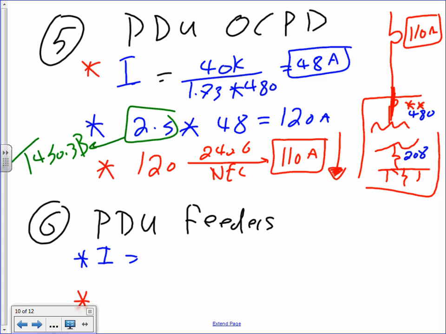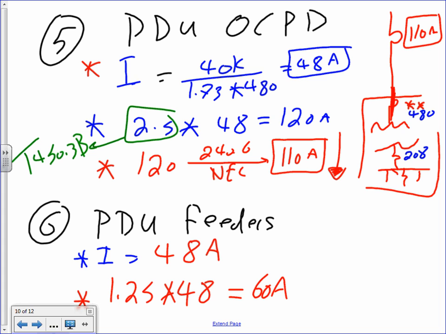so the last thing is the PDU feeder. So what I would do, guys, I take 480 amps. These are my input to the PDU, right? And you multiply by 1.25, because assume it's going to be continuously running, times 48 equals 60 amp, okay?